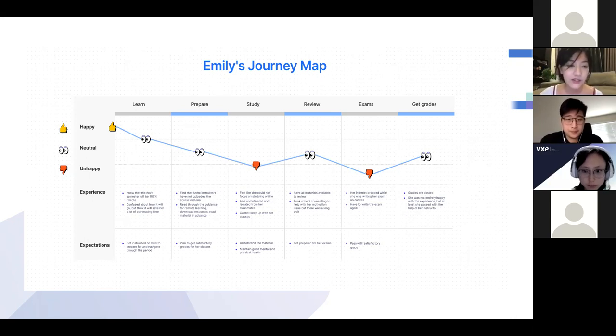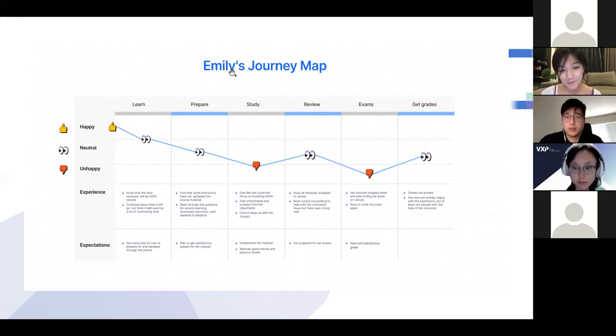We can see that at first she started out kind of curious. She thinks, remote learning, I don't have to waste time commuting. And then we see her really having a mental breakdown when her internet dropped while she was writing her exam on Canvas. All those things, also touch points that are important and related, will be captured on this journey map. It is also a very important thing that we'll be looking for in your submission along with your persona. Just pay close attention.